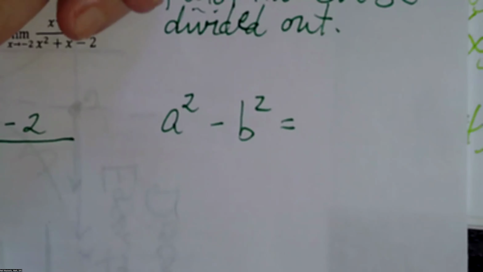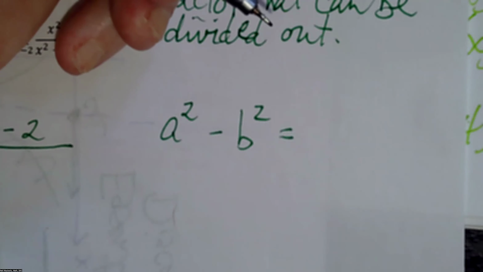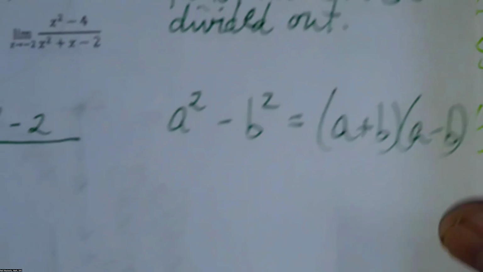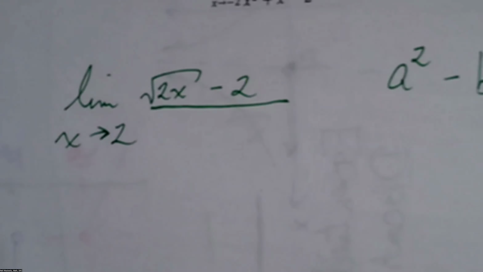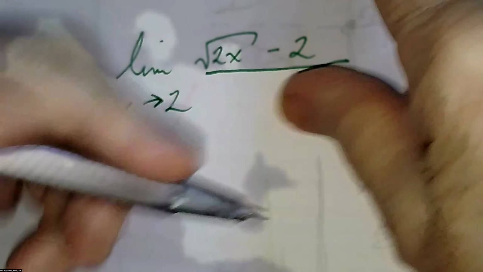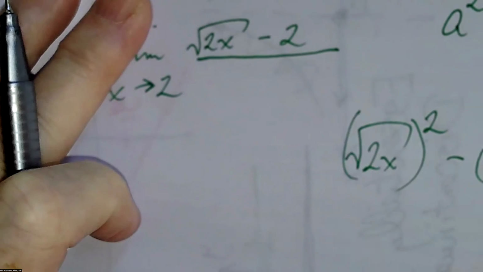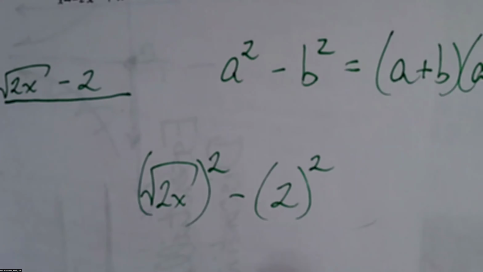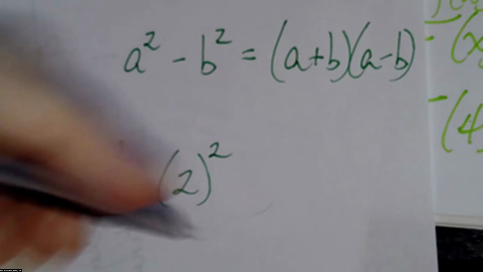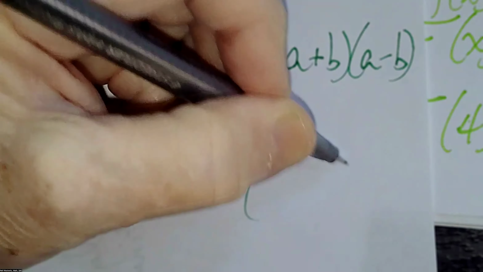Perfect. Yes. Exactly right. So we are going to think of the square root of 2x squared minus 2 squared as the difference of 2 squares. And let's factor it just using the rule that we have.